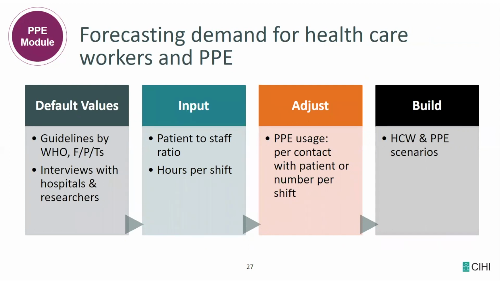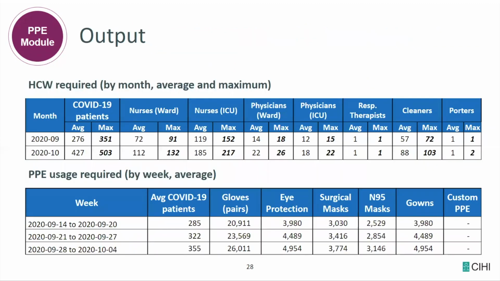On the next slide, you will see the output from that module. It outputs monthly breakdowns of the number of COVID patients that will require treatment, and the average and maximum number of staff that will be needed to care for those active patients that month. We included nurses, physicians, respiratory therapists, cleaning staff, etc. It also provides a weekly breakdown of expected PPE use by those staff members in treating COVID patients in the hospital.